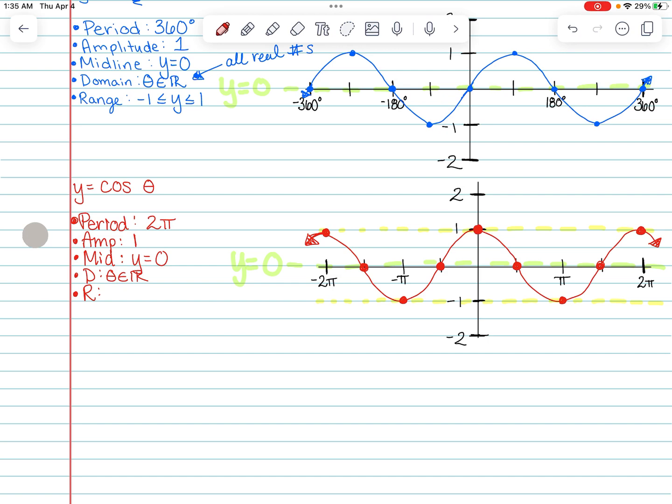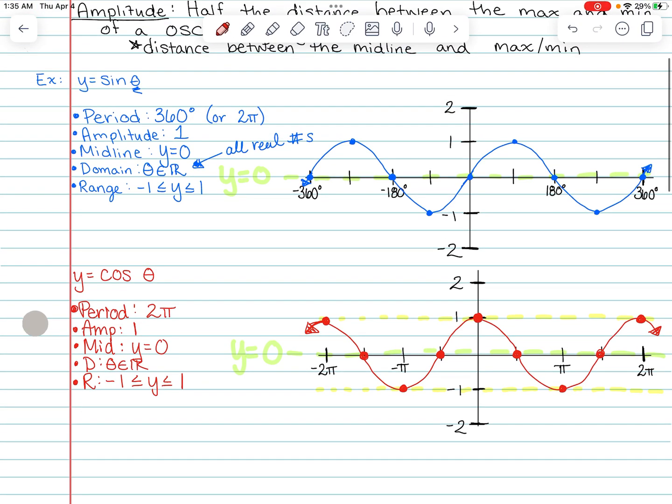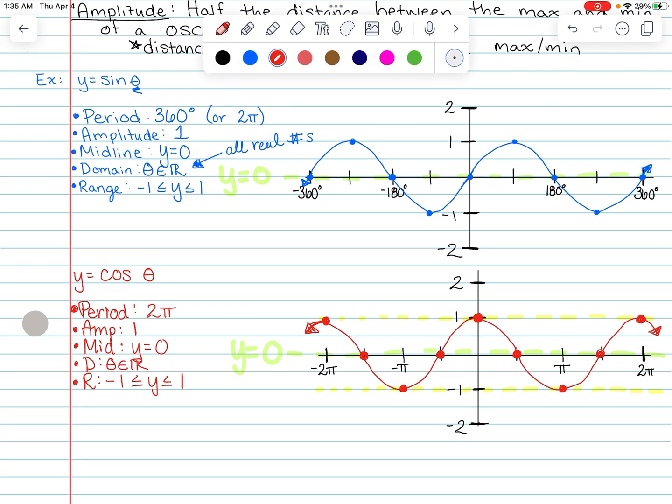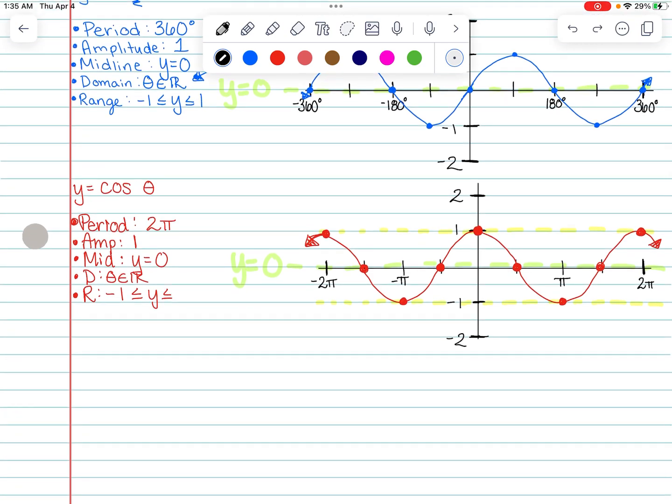Range. My graph is bouncing up and down between -1 and 1. Start with the minimum, less than or equal to y, less than or equal to the maximum. Now, these are the basic functions that we work with. But when it comes to the ones that we're going to graph, they're going to be slightly different, but not a whole lot different. The only thing we're going to do with them is transformations on them.